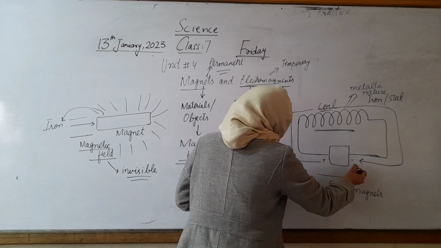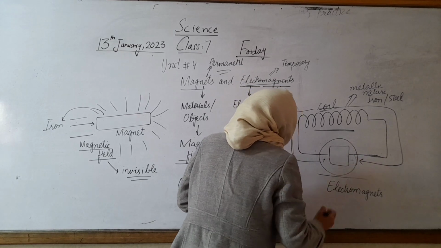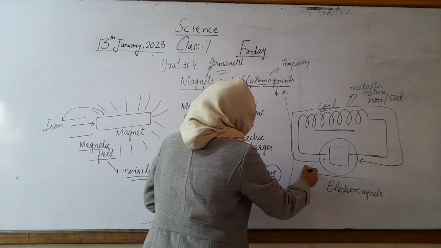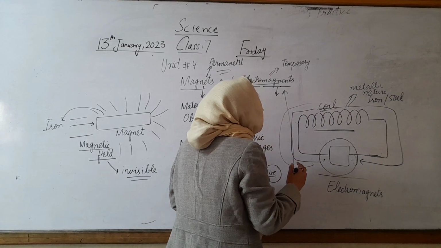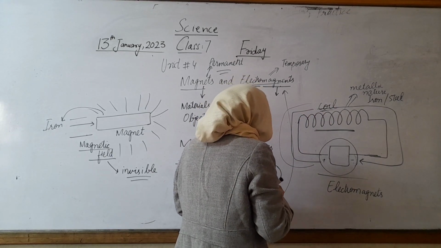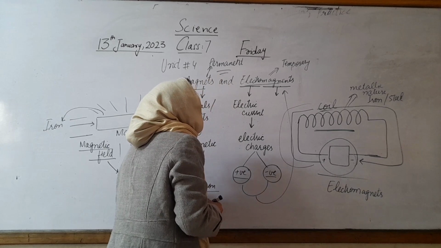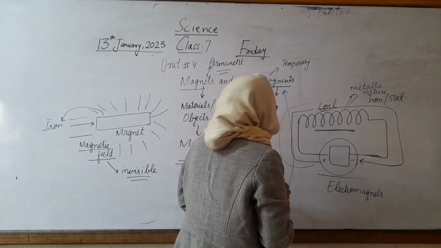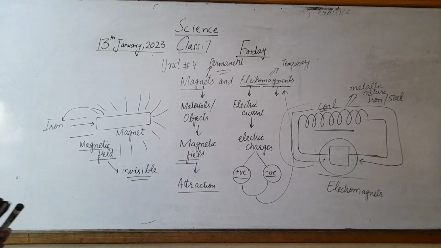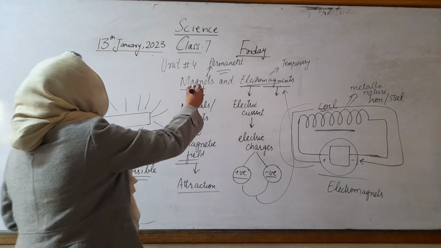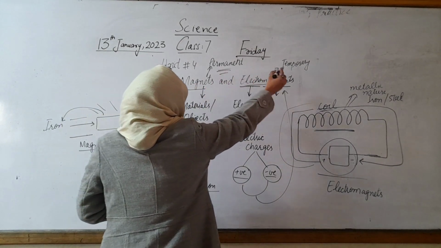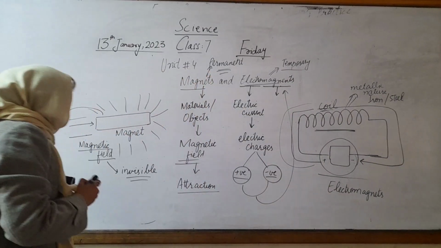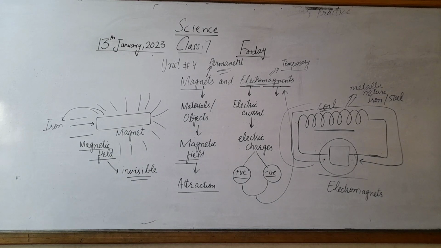When the battery is switched on, the current will flow and the electromagnetic effect will be carried out. Otherwise, when we switch off, then current will not flow and the electromagnetic effect will not be derived as well. Electromagnets are temporary and magnets are permanent. Clear? Any problem in this concept?